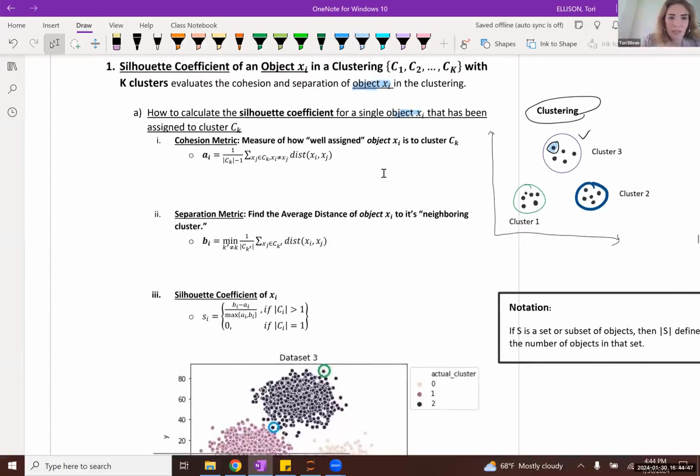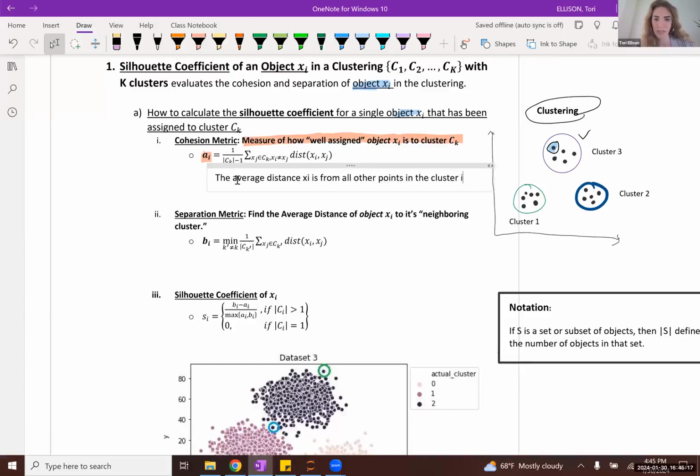This involves 3 steps. The first step is to calculate the cohesion metric, which measures how well assigned this observation is to the cluster it was assigned to. So we calculate this a_i value for the given x_i object. What this measures, in words, is the average distance x_i is from all other points in the cluster it was assigned to.